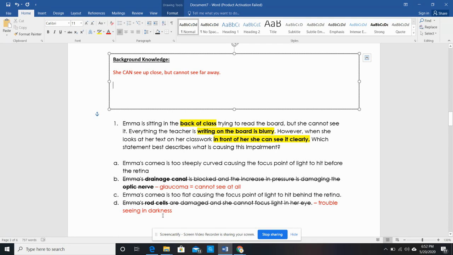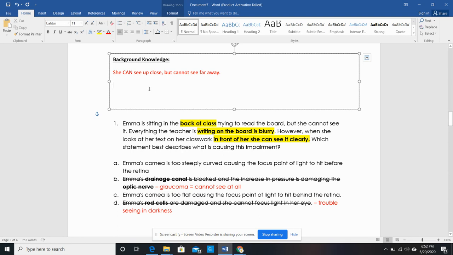So now I am stuck between A and C. A is talking about Emma's cornea is too steeply curved, causing the focus point of light to hit before the retina, whereas C is saying that Emma's cornea is too flat, causing the focus point of light to hit behind the retina. Okay, so I know that this has to do with the cornea.